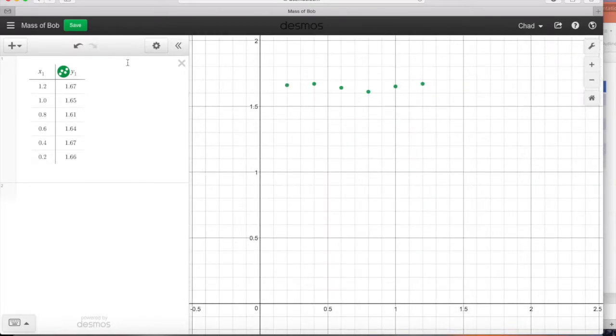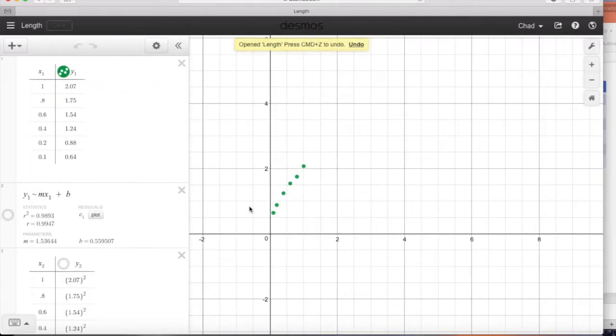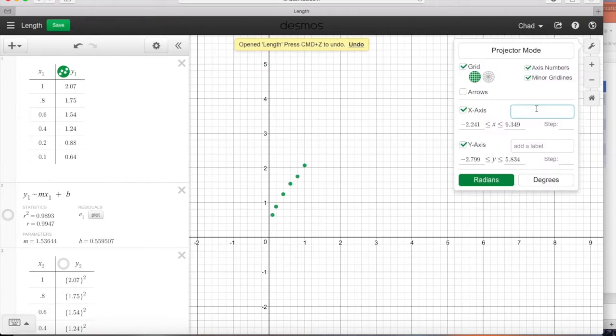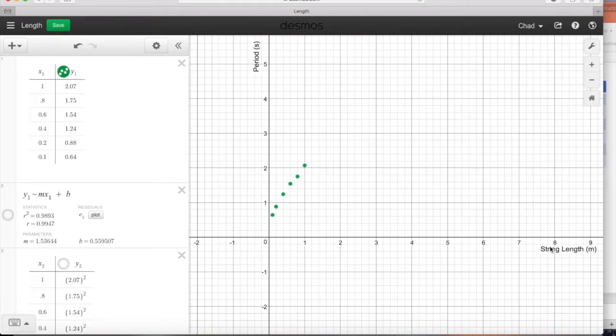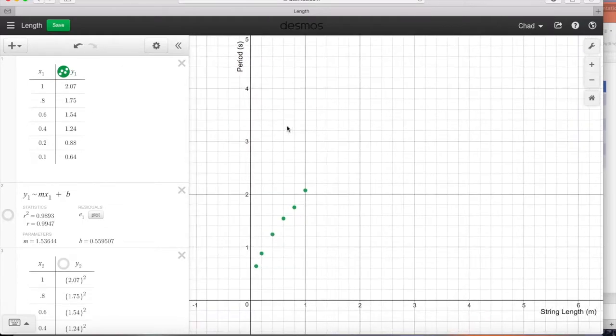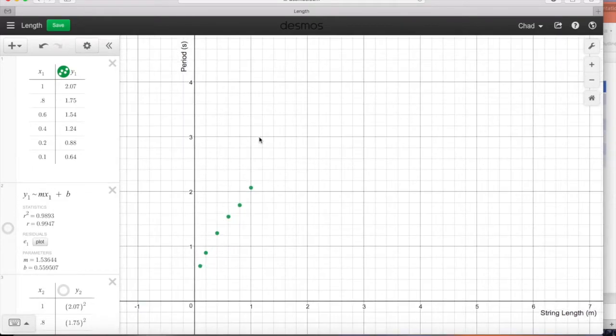So for these, we would say there is no relationship. And that's pretty simple to see visually with the graph. Let's make it more complicated and start looking at the length of the string. Let me take the time to label these axes. So you can see I have string length on the x-axis, period on the y-axis, and there are several interesting things that we can say about this.